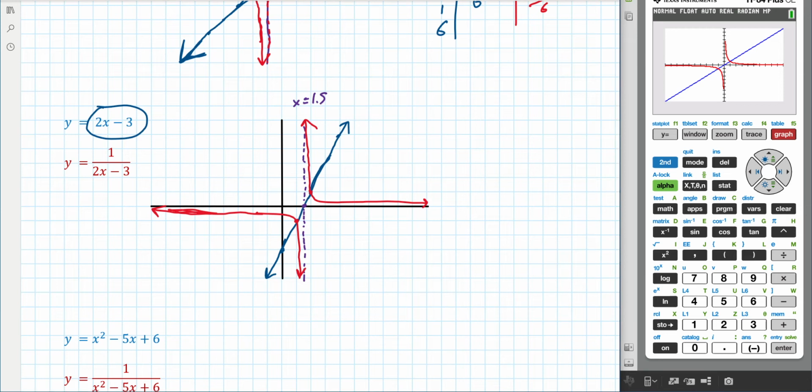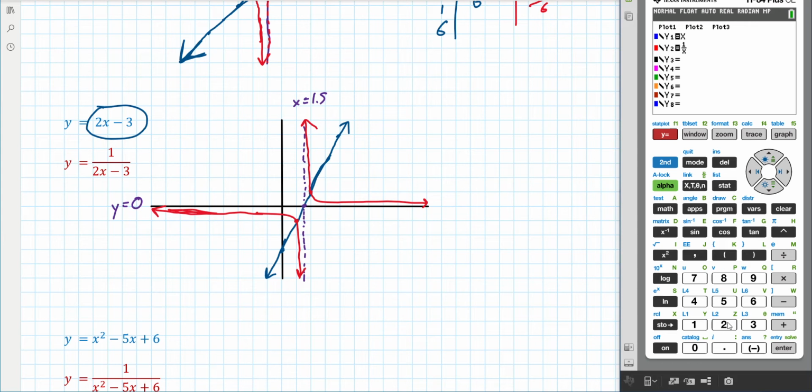Okay, so we have the regular asymptote of y equals 0. That will always be there, but we also have this other one. If you want to take a look at this, let's just plug this into the calculator to see what that looks like. And you can see that it looks very similar to what I did.